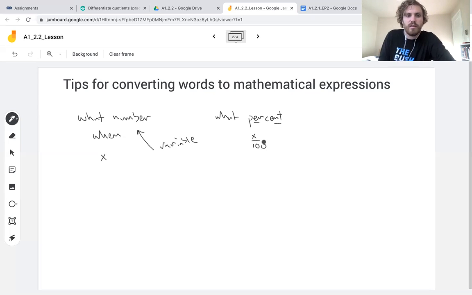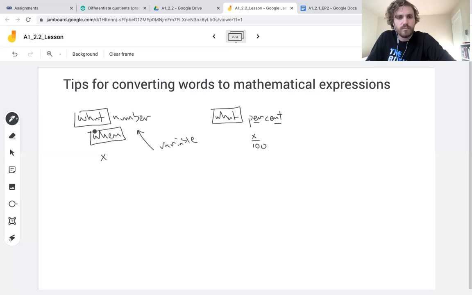So what and when, these words right here are indicating to you that you need a variable, because a variable is something we're looking for. So when it says what percent, okay, x over 100, or what number, we would just call x. Sometimes when is that going to happen, we might call t. But when you see these question words, you should be thinking, I bet I need a variable. Okay, so that's one tip there. Question words are indicating that you need a variable.